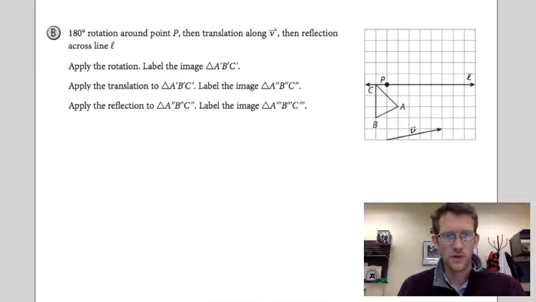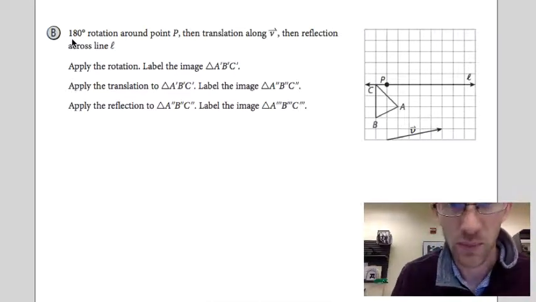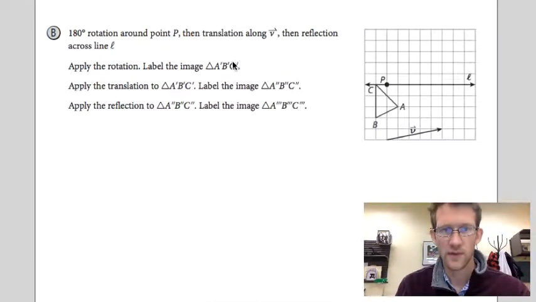Okay, so let's go ahead and do this one real quick. We'll do a 180-degree rotation around point P, and then a translation along vector V, and then a reflection across line L. So 180-degree rotation around point P. So here's point P. So C is here. So C prime would be right there. A is here. So A prime is right there. And B is here. B prime is right here.